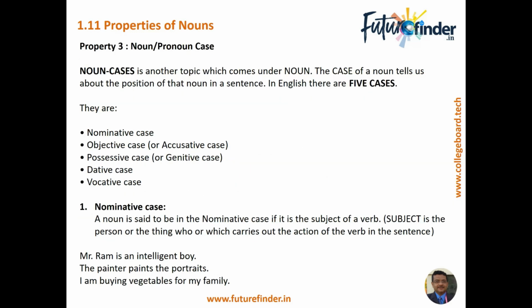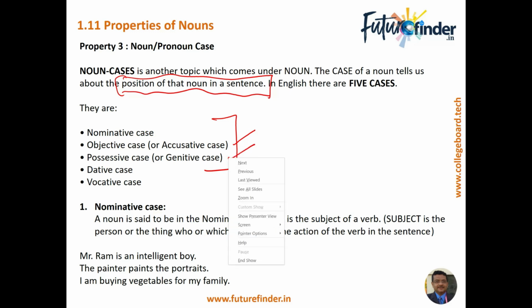The third property of a noun is the noun or pronoun case. Case means the basic placement or position of the noun in a sentence. The basic position of the noun in a sentence is called the noun case. For our purposes we are only looking at three cases: the nominative case, the objective or accusative case, and the possessive or genitive case.